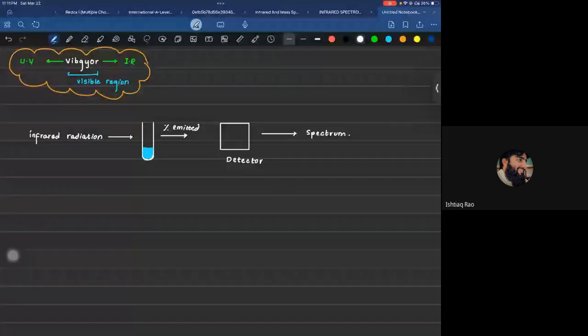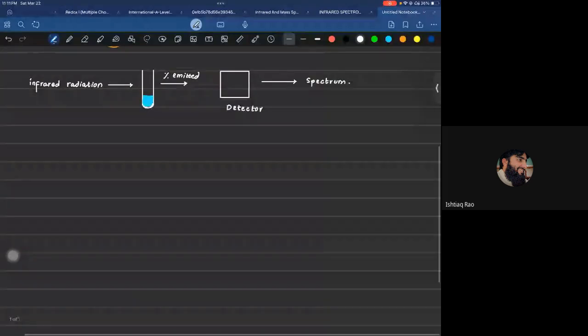Let's suppose we have different organic compounds. Let's suppose I have a first compound, that is CH3OH.